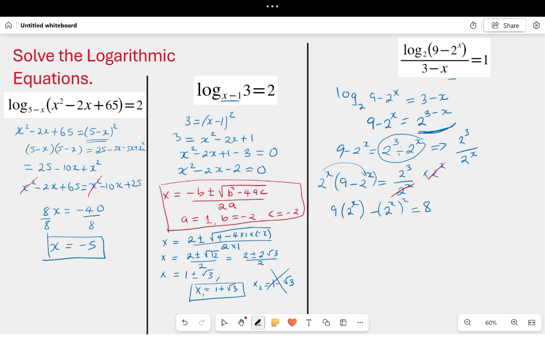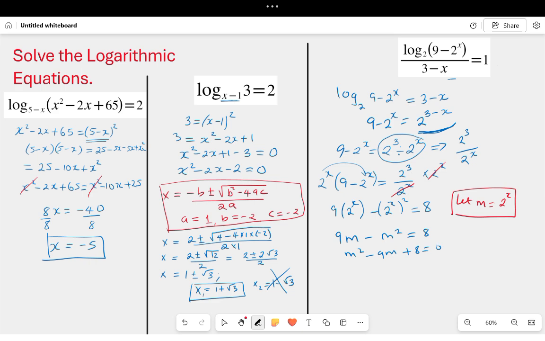Now, then we are going to say let m be equals to 2 to power x, or let 2 to power x be equals to m. Now, next step here, we are going to have 9m minus m squared is equals to 8. Therefore, reorganizing this, we are going to have m squared minus 9m plus 8 is equals to 0.